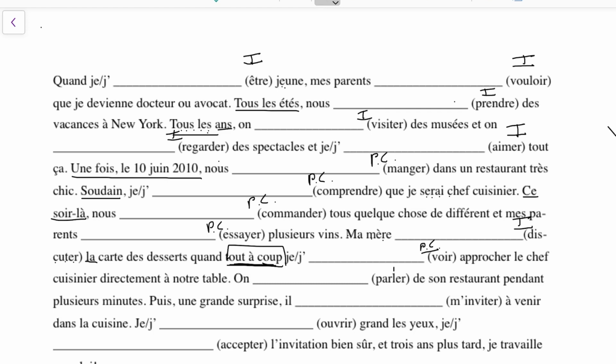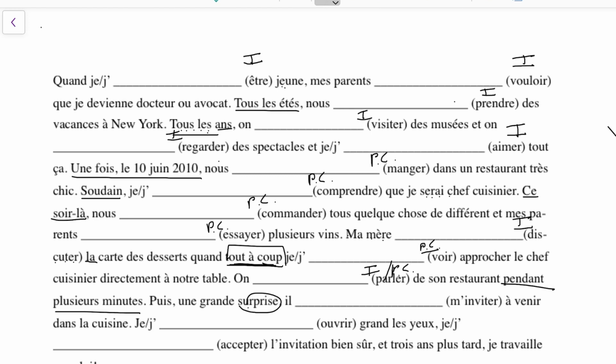On would parler de son restaurant pendant plusieurs minutes. Pendant plusieurs minutes, for several minutes. So is this going to be passé composé or is it going to be imparfait? It's going to be imparfait because it's an amount of time that isn't specific. Although, on a parlé de son restaurant. I would also consider putting this in passé composé because you're only talking the one time. So in fact, here I would actually accept both.